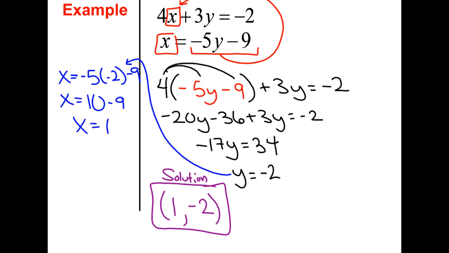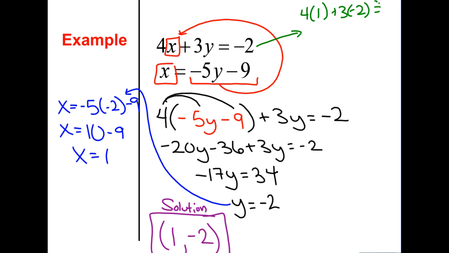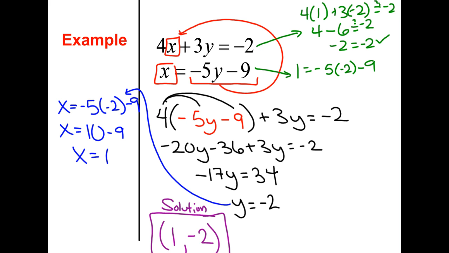Now you should always check your answer, so I'm going to do that really quick and plug those in and find out if it actually does indeed work. So 4 times 1 plus 3 times negative 2, does that equal negative 2? So 4, really this is minus 6, does that equal negative 2? Well, yeah, negative 2 definitely equals negative 2. That works. Alright, I'm going to check it with this one now quick. So does 1 equal negative 5 times negative 2 minus 9? Well, we already figured that one out because that's the one we plugged it into. But I'll keep going anyways. 10 minus 9, which 1 does equal 1. Sorry, I should have put my question marks. So that's how you solve using substitution.